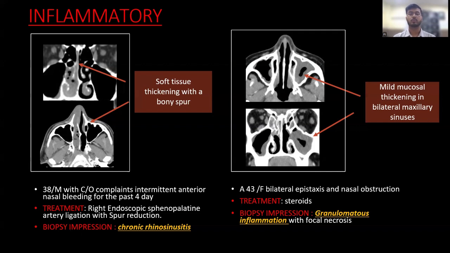In the case of granulomatous inflammation, here there's a 43-year-old female with bilateral epistaxis and nasal obstruction. Treatment would be steroids.